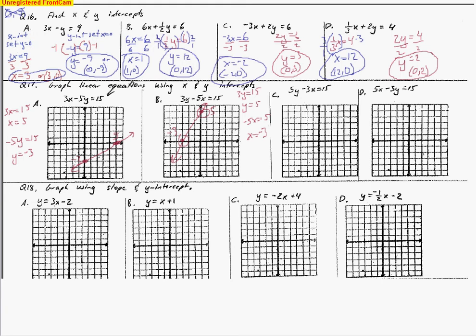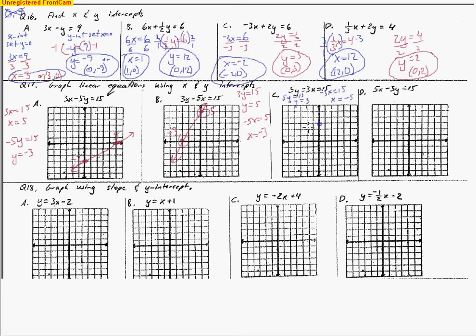Next one here, we got to find the x-intercept. So, well, let's start with the y-intercept here. 5y equals 15. Divide by 5, you get y is 3. So up 3 spaces, put the dot there. For the x-intercept, we're going to have negative 3x equals 15. So we end up with x equals negative 5.